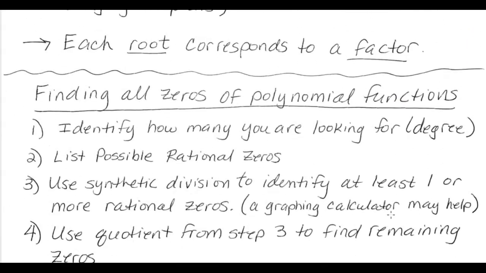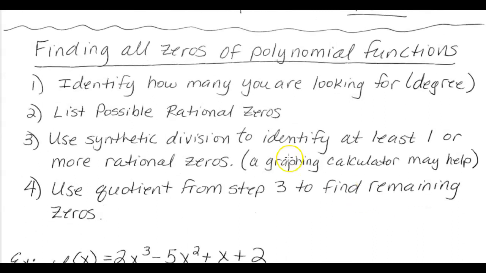All right, so if I need to find all zeros of a polynomial, step 1 is look at the degree to identify how many you're looking for. So if I know I'm looking for 4, then I'll know whenever I have found all of them. Step 2, list the possible rational zeros. That's your starting point.